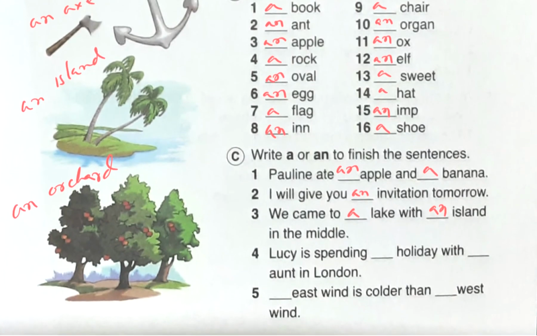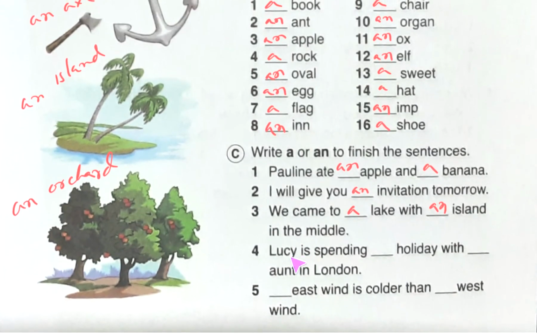Next, we are finding: Lucy is spending dash holiday with dash aunt in London. So, this here H, the word has started with H, not A, E, I, O, U. So, we need to put a holiday, with dash aunt in London. Here we have to put an aunt, because aunt has started with A, means with vowel.